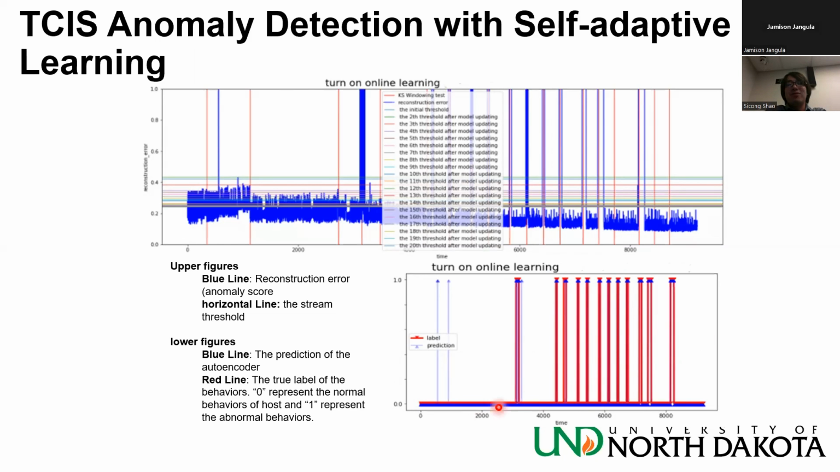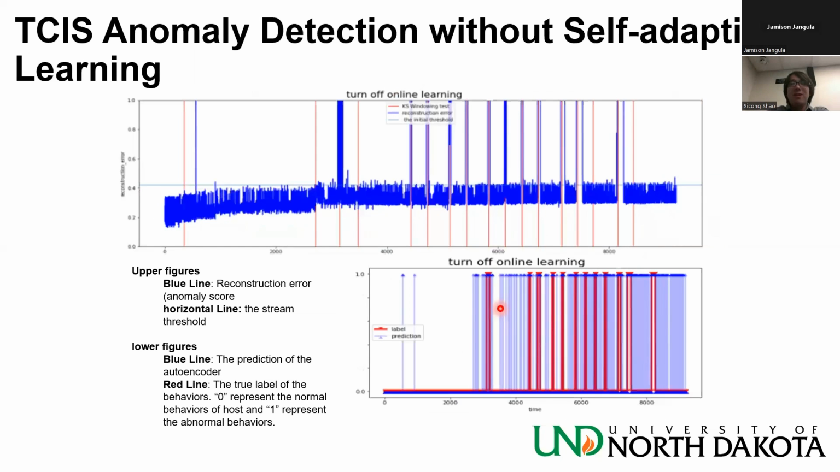It's still able to successfully distinguish between the normal and the abnormal behavior. And as you can see, there is a high overlap. Another difference is that without the self-adaptive learning, we only have one threshold. Although here we still do the concept drift detection, the difference is that even when the concept drift detector fires, we didn't do any updating.